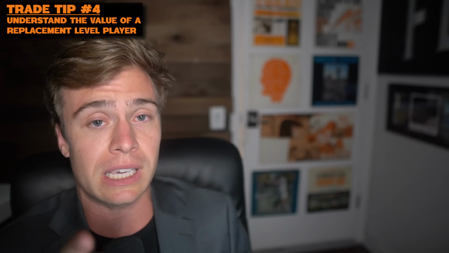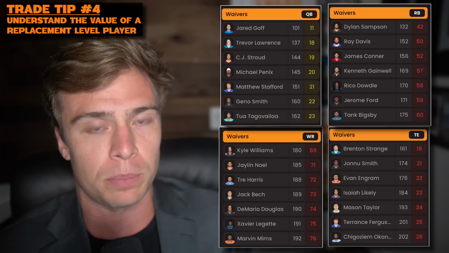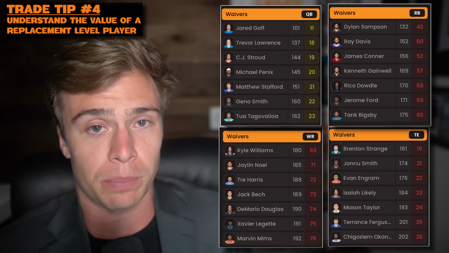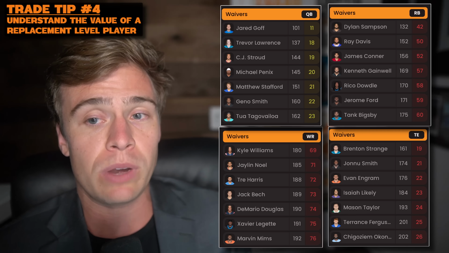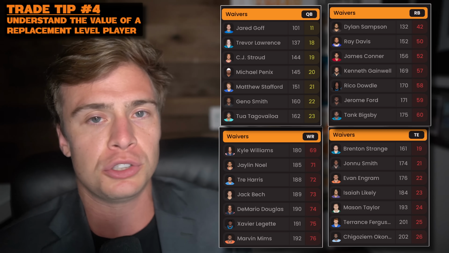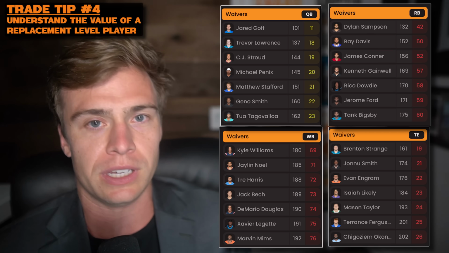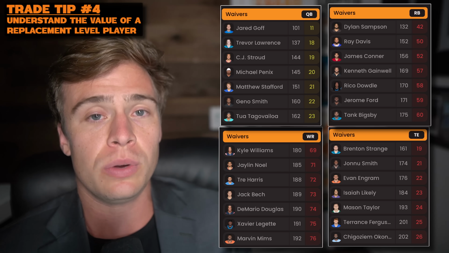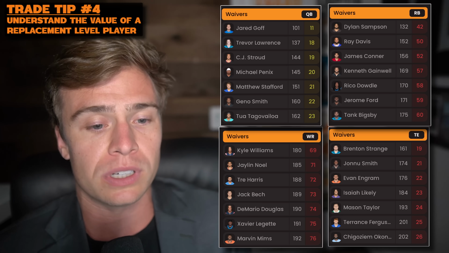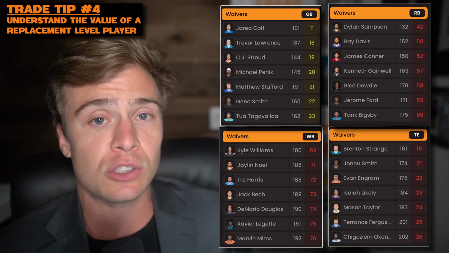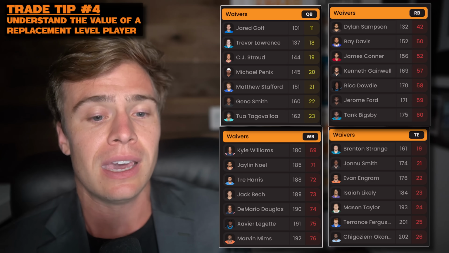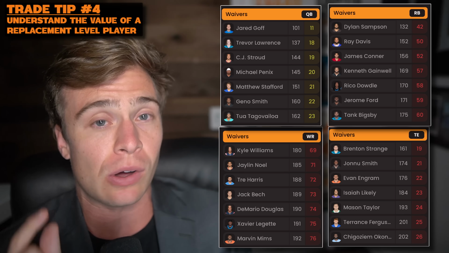The other thing that's going to be very specific to your league is the replacement level player. This is an extremely important concept to understand, because when we construct these deals, where it's a 2-for-1 deal, a 3-for-1 deal, or a 1-for-2 deal, you need to look at how important depth is in your league. The easiest way to do this is by understanding the best waiver wire option at all times.